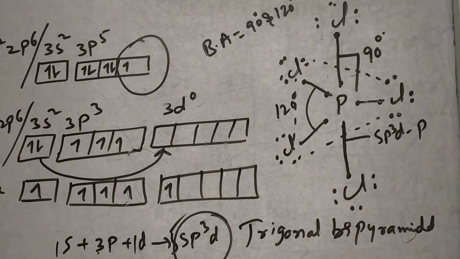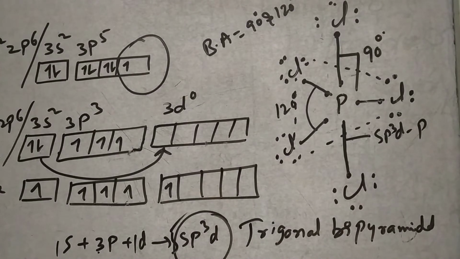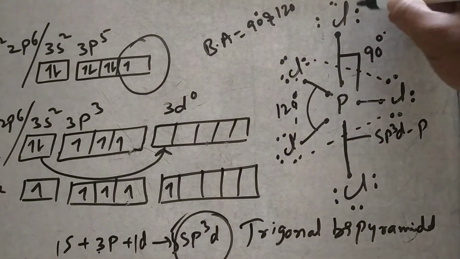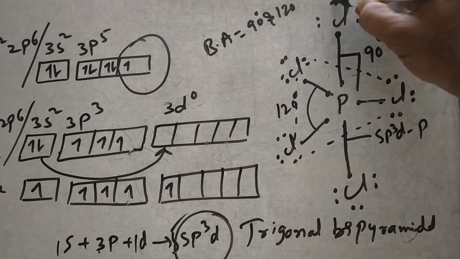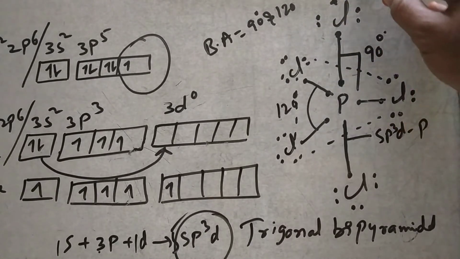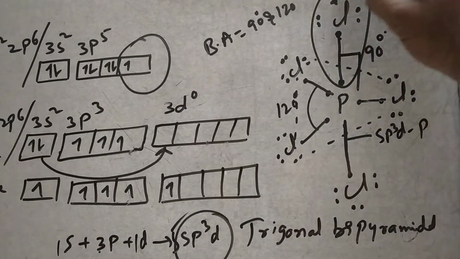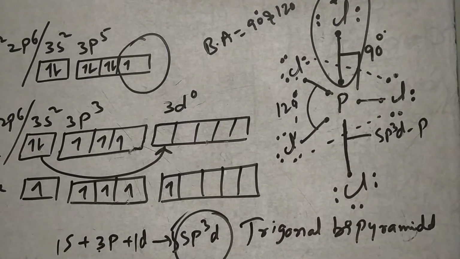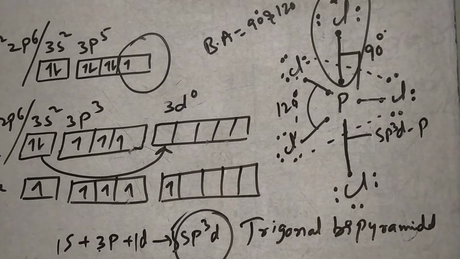Okay, then if you take according to octet rule, chlorine is surrounded by 8 electrons: 1, 2, 3, 4, 5, 6, 7, 8. So like this, each chlorine is surrounded by 8 electrons. So the shape of the PCl5 molecule is trigonal bipyramidal.